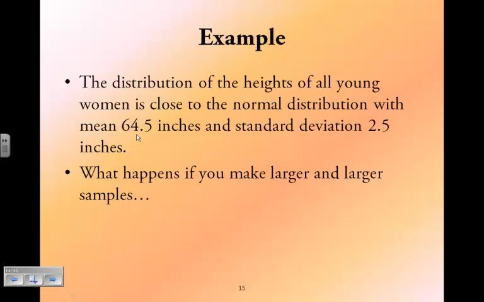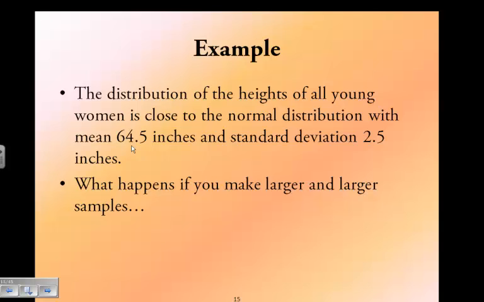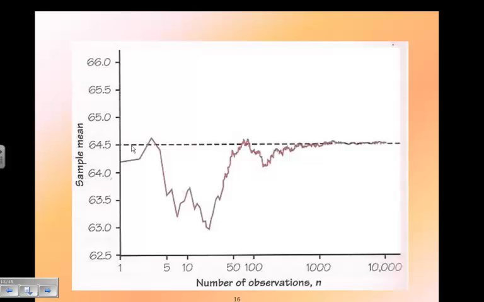So here's another example. The distribution of the heights of all young women is close to the normal distribution, with a mean of 64.5 inches and a standard deviation of 2.5 inches. What happens if you make larger and larger samples? If I'm only doing a couple of observations, 1, 5, 10, even 25 observations, the average can be very low. After 10 observations, the average is 63.5, which is almost a whole inch less than what you would expect. And after about 25, the mean's down at 63.